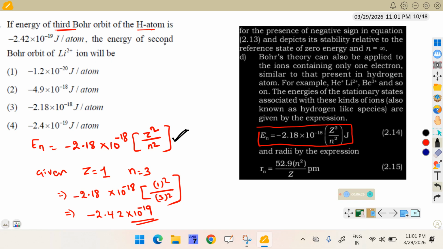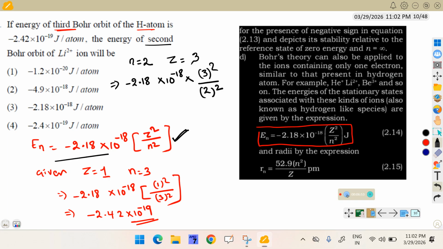So now the energy of the second Bohr orbit. For the second Bohr orbit, n value is 2 and z value for lithium is 3. Substitute in this formula: minus 2.18 into 10 power minus 18 into 3 whole square by 2 whole square. Now simplify. Then you will get minus 4.905 into 10 power minus 18 joule per atom.